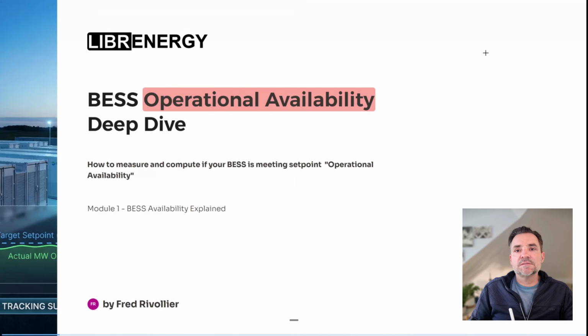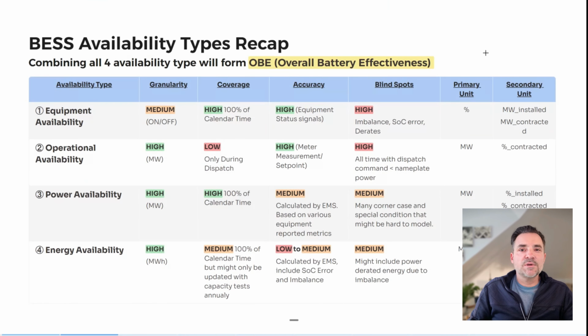In this video, we're going to talk about operational availability. In a previous video, we reviewed the 4 types of availability that you could monitor on a BESS to calculate its performance: equipment availability, operational availability, power availability, and energy availability. In the previous video, we reviewed in detail the equipment availability, where you can monitor if the equipment is on or off. We've also identified that there is a blind spot in this methodology.